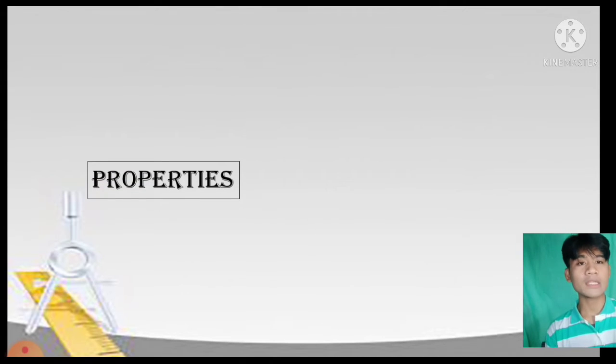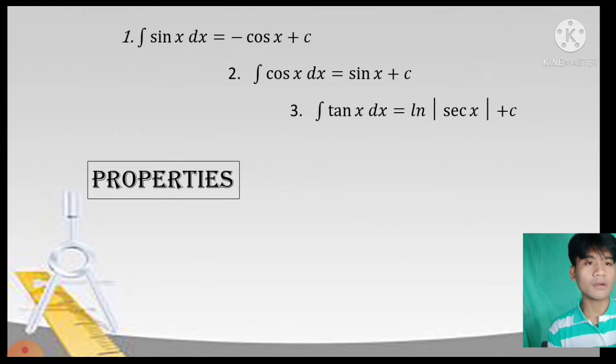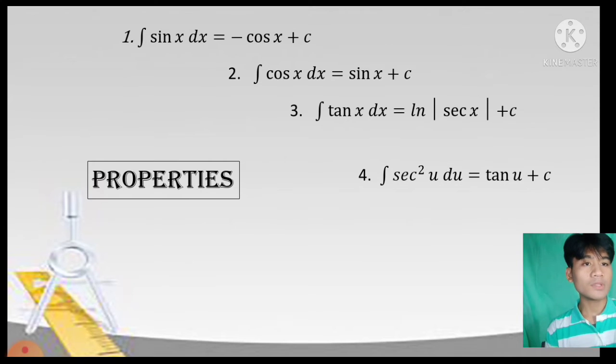So these are the properties for the integrals of trigonometric functions. First, the integral of sine x dx is equal to negative cos x plus c. Next, the integral of cosine x dx is equal to sine x plus c. Next, the integral of tangent x dx is equal to ln absolute value of secant x plus c. Next, the integral of secant squared u du is equal to tangent u plus c.